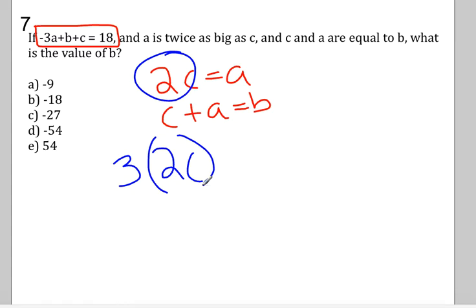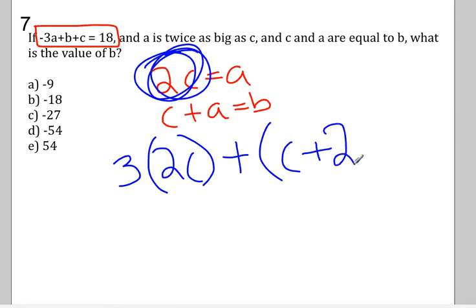Then it says plus B, but B is the same thing as C plus A. And we just said before, A is 2C. So instead of saying A again, I'm going to say 2C again. And then the last part of the equation is plus C. And that is equal to 18.